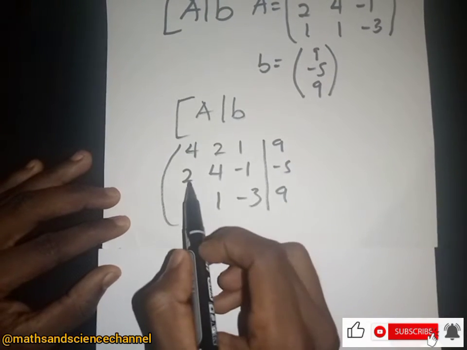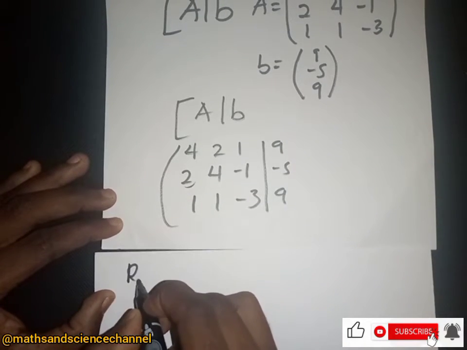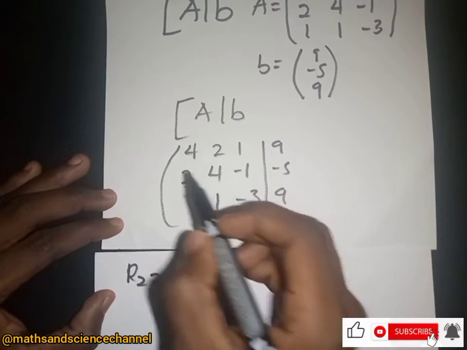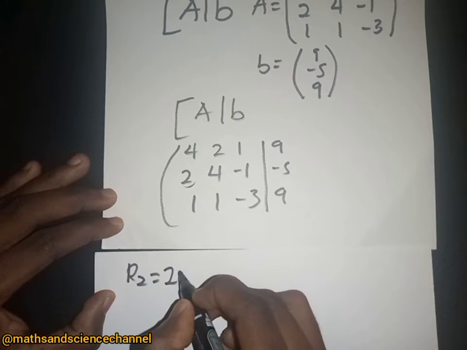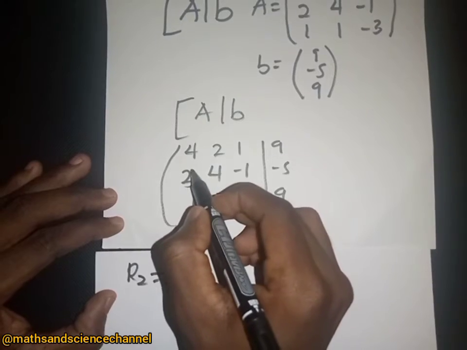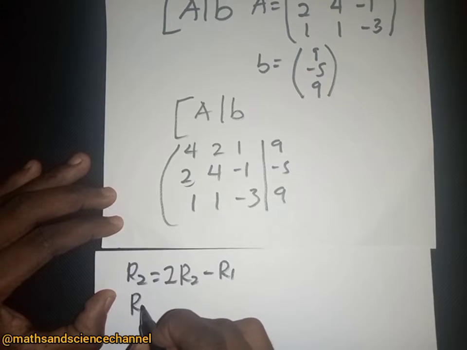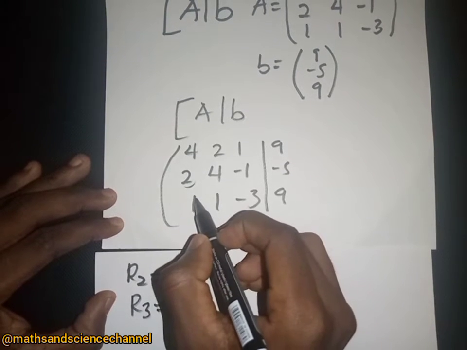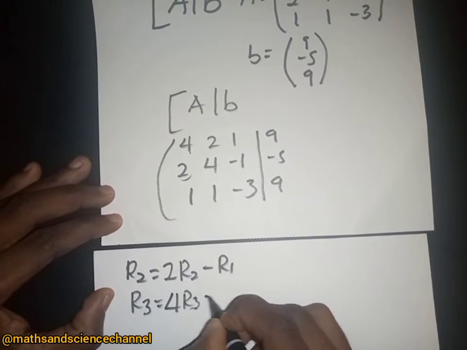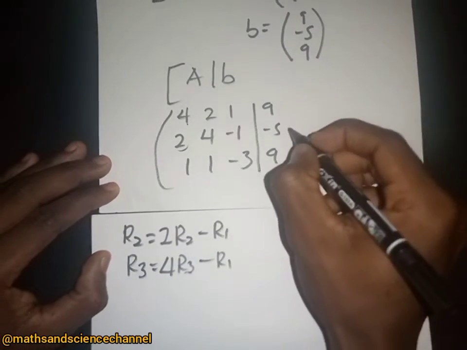In order to make the coefficient of x1 in the second row 0, we have to multiply through row 2 by 2 and subtract it from R1. You realize that this side goes to 0. In the same way, for R3, we multiply through row 3 by 4 and subtract it from row 1. You realize that the first part goes to 0. So let's multiply through and see what we're going to get.